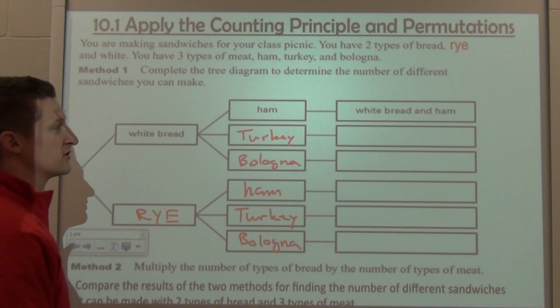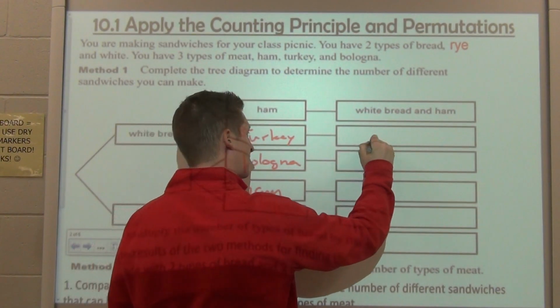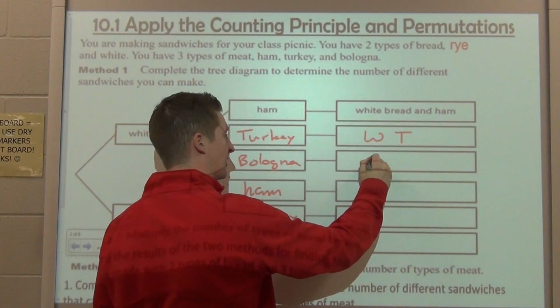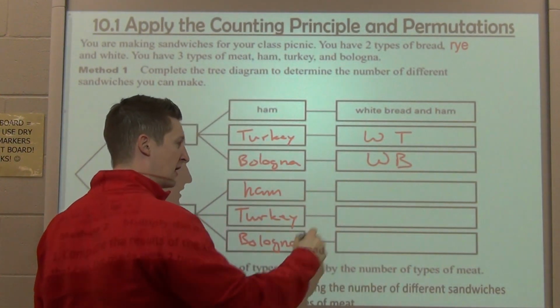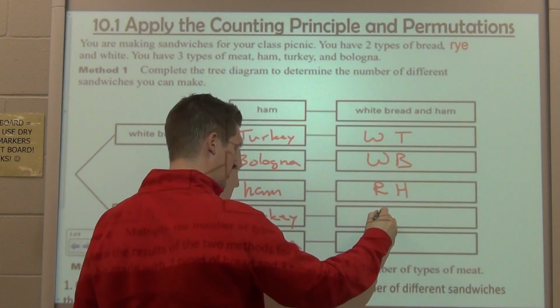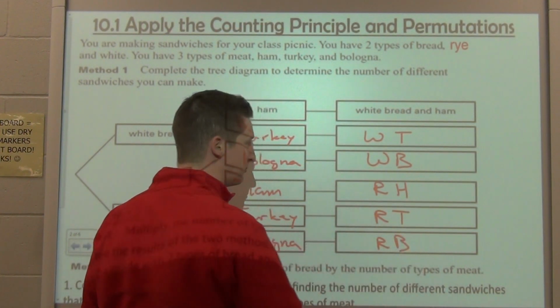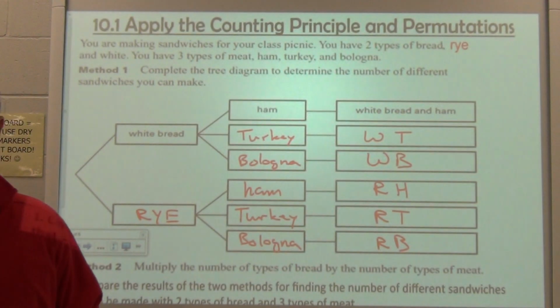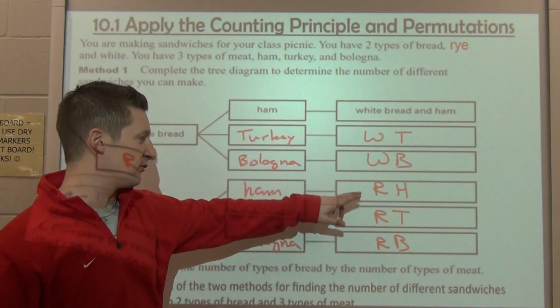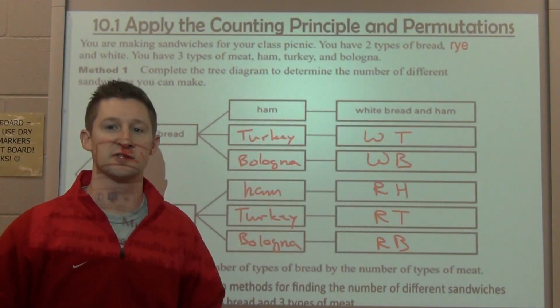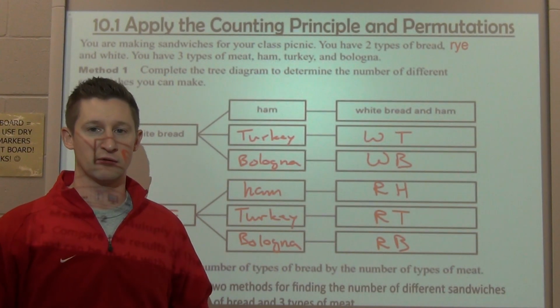Well, my first option would be white bread and ham. I could go white bread and turkey. I could have white bread and bologna. I could have rye with ham. I could have rye with turkey. And I could also have rye with bologna. And as I count them all up, I notice that I've got 1, 2, 3, 4, 5, 6 different sandwiches given these two basic ingredients.